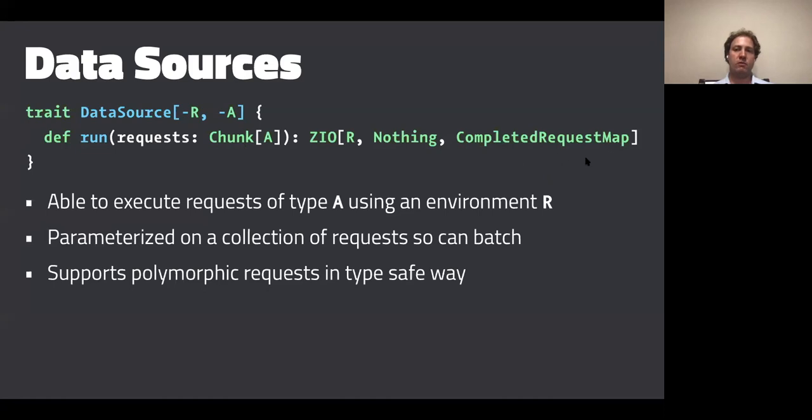So that's what the completed request map here does. And the really important thing here is that this run method is taking a collection of requests instead of a single request. So when we go to implement this data source, we're going to be able to introspect on all of those requests that are potentially being executed in parallel and do those in the optimal way. For example, only doing one request to an underlying database here instead of doing multiple requests.